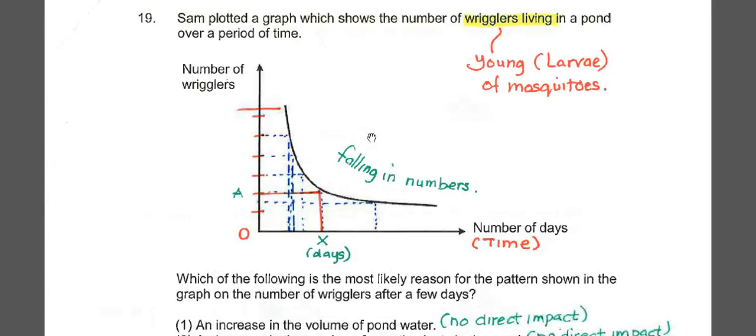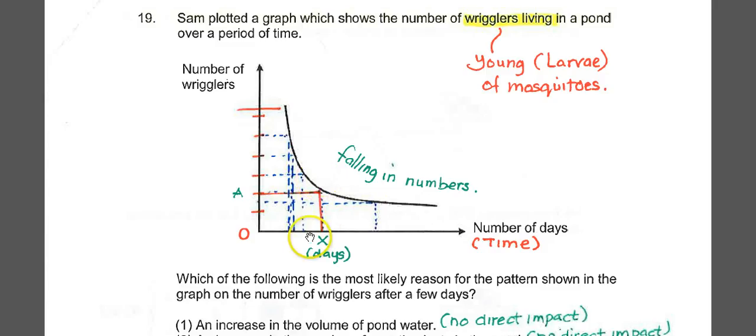Now Sam plotted a graph which shows the number of wrigglers. Wrigglers are the young, the larvae of mosquitoes, right, in the pond over a period of time. Now look here, over a period of time, it could be 1 day, 2 days, 3 days, 4 days, or a few hours, 1 hour, 2 hours, 3 hours, 4 hours over here. Now it means as time passes, the number of wrigglers in the pond fell, falling away until here. All right.